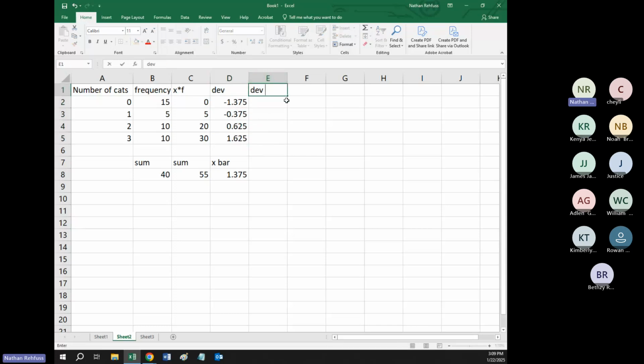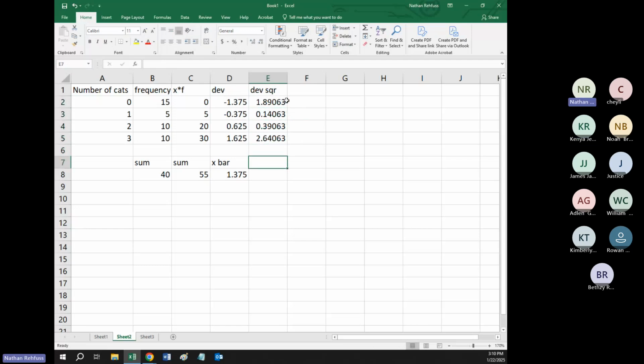Step 3, deviation squared. So I take this number and square it, fill down. It seems that the square of 0.4 is 0.14. 0.14 square cats. What's a square cat? I don't know. But we have to find this as part of the formula.